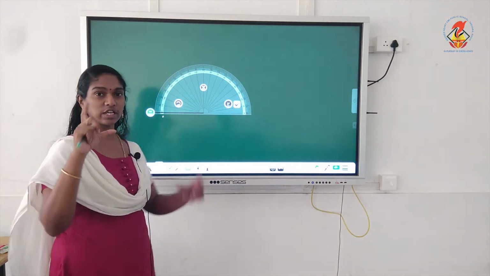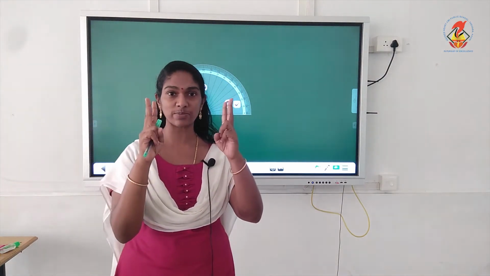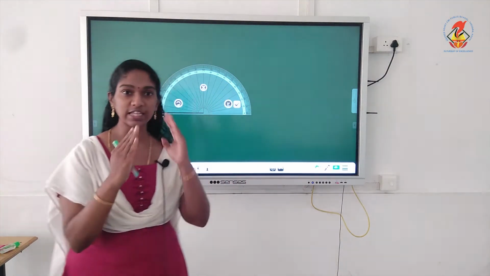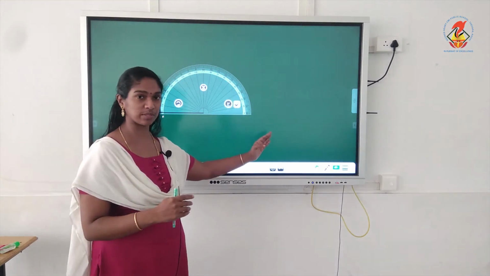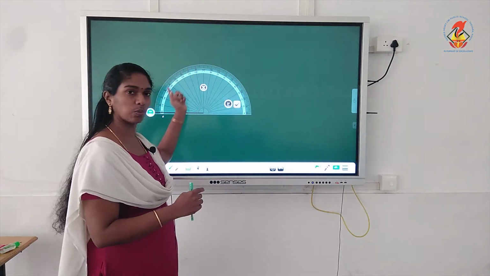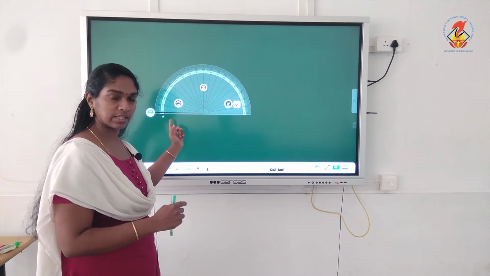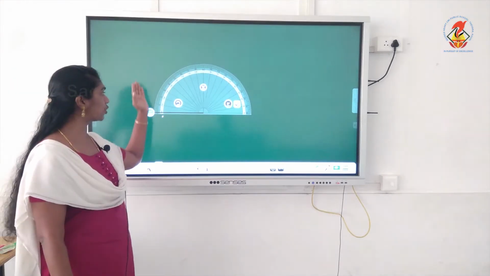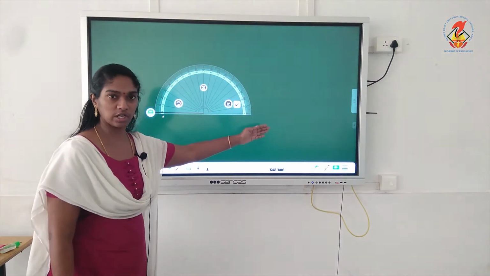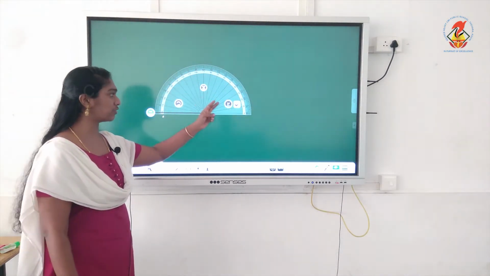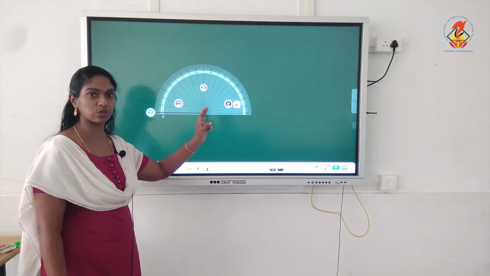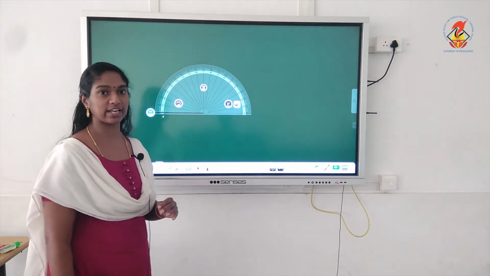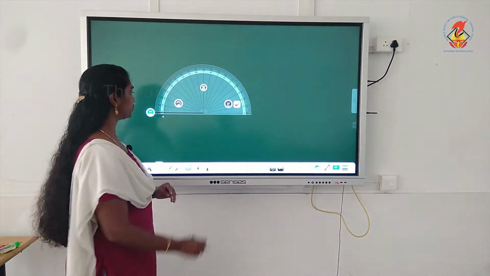Have you noticed that? You can see in your protractor there are two types of scale. One is the inner scale, starting from this side, 0, 10 till 180. Then you have the outer scale, starting from this side, 0, 10, 20, 30, 40. So we will be using these two scales to measure depending on the direction. Okay, I'll tell you how.